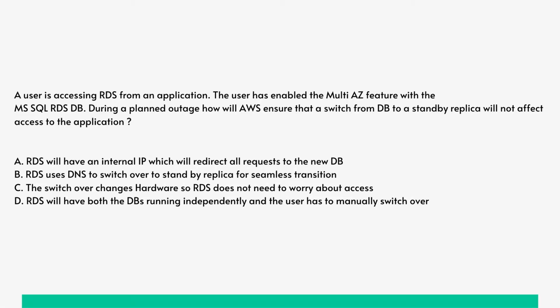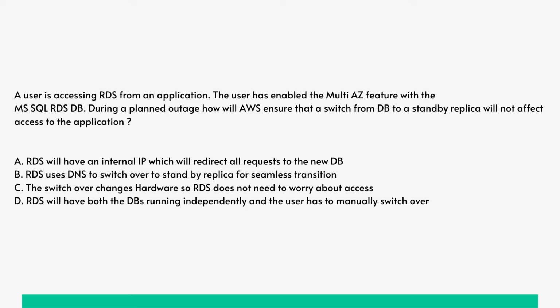Question: a user is accessing RDS from an application. The user has enabled the multi-AZ feature with the MS SQL RDS DB. During a planned outage, how will AWS ensure that a switch from DB to a standby replica will not affect access to the application?